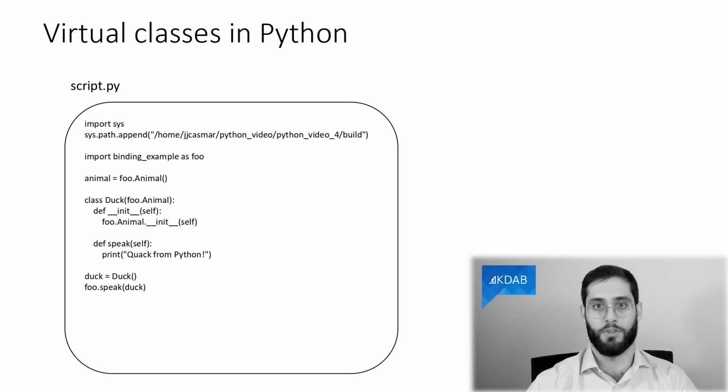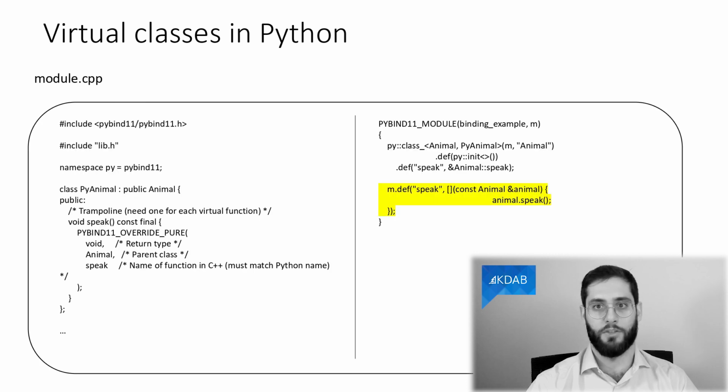For testing purposes, let's add a free function in our module, which calls the speak method of an animal. Now, we can pass a C++ cat, a C++ dog, or a Python duck, and they all call the proper functions.